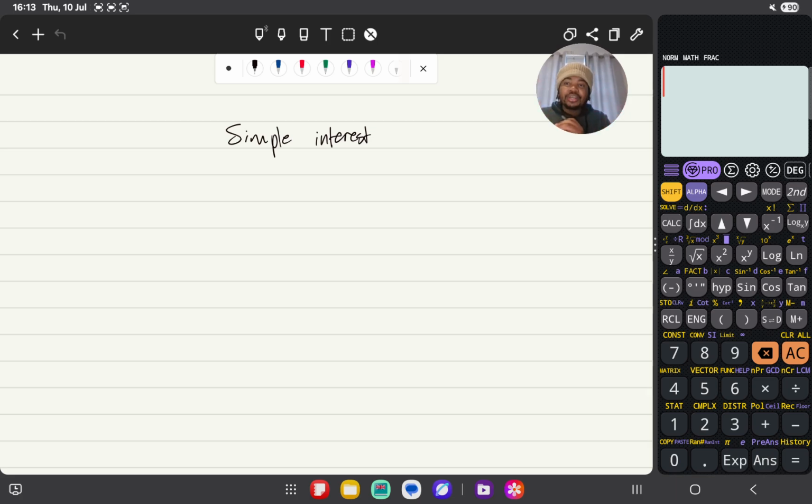I'm going to write stuff down and we're going to derive the formula for simple interest together and then do a couple of examples. Then we call it a day for simple interest, and we go to compound.